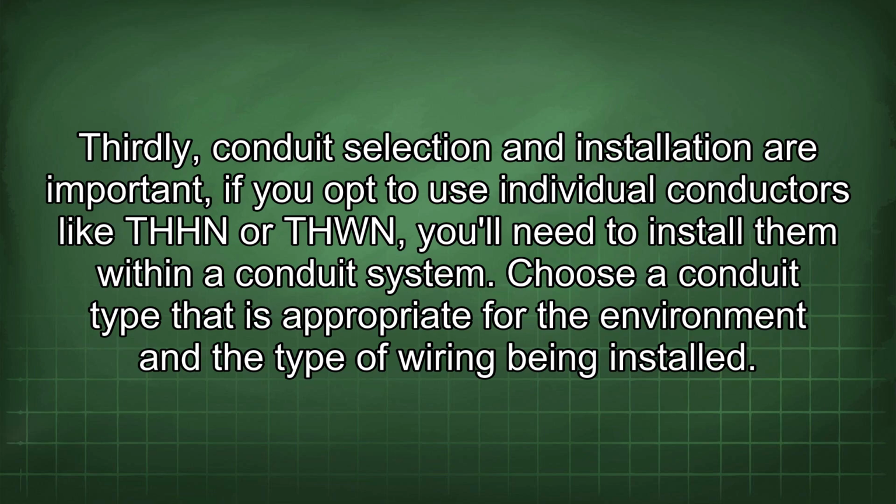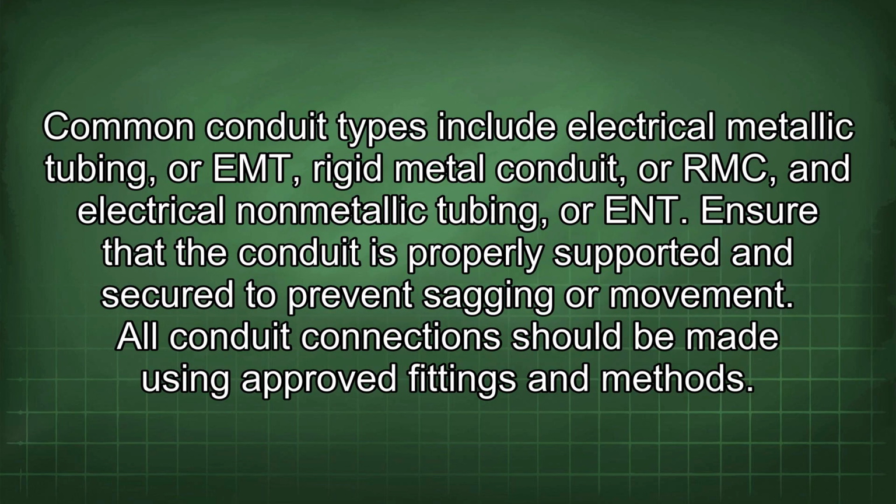Thirdly, conduit selection and installation are important. If you opt to use individual conductors like THHN or THWN, you'll need to install them within a conduit system. Choose a conduit type that is appropriate for the environment and the type of wiring being installed. Common conduit types include electrical metallic tubing, or EMT, rigid metal conduit, or RMC, and electrical non-metallic tubing, or ENT. Ensure that the conduit is properly supported and secured to prevent sagging or movement. All conduit connections should be made using approved fittings and methods.